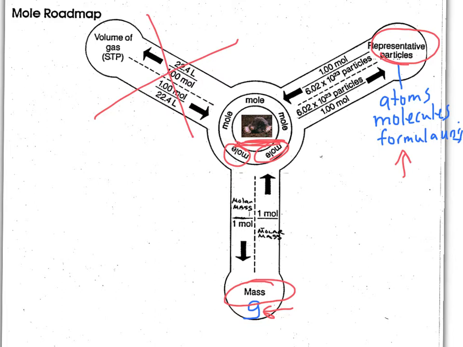If you're given mass and asked to find moles, then you're going to put in your action line on the bottom the molar mass, which comes from the periodic table. And you'll plug that in, and you'll just go in this direction right here to get to moles. And then if you had to keep on going to representative particles, you would go in this direction. It'd be a 2-step process. We're going to practice some now.